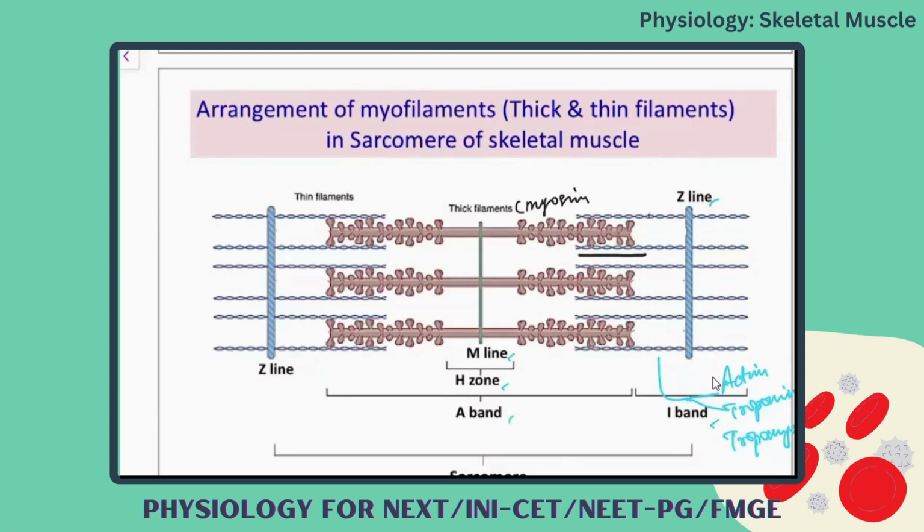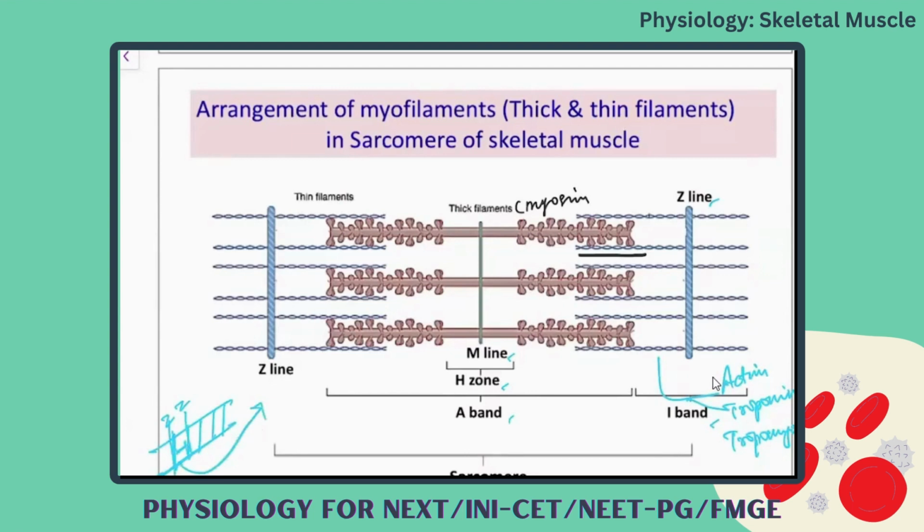The space between two Z lines is called a sarcomere. The Z line is like a cell membrane, the space between the two cell membranes. When you see it in the gross, you have the striations like so. This is one Z line, this is another Z line. In between this, that is what you are seeing here as a sarcomere.